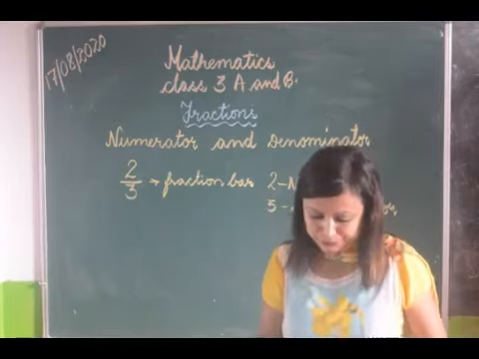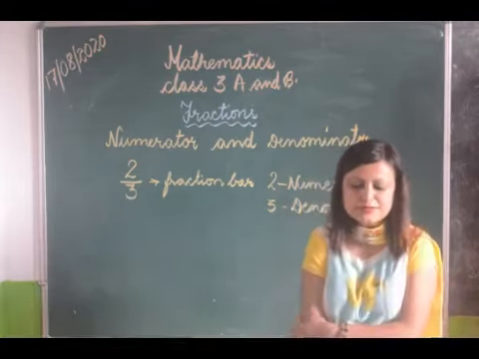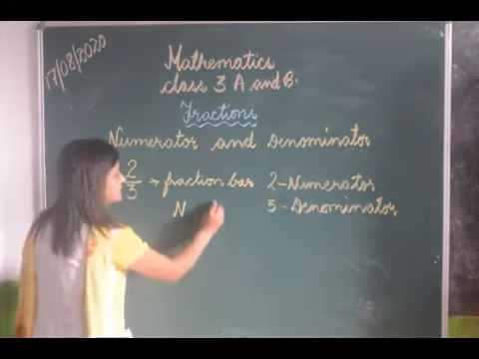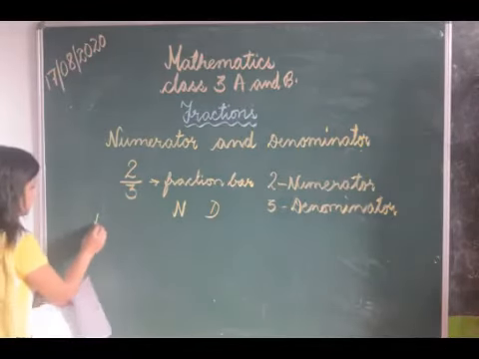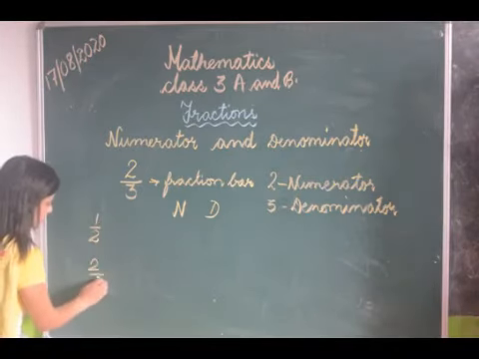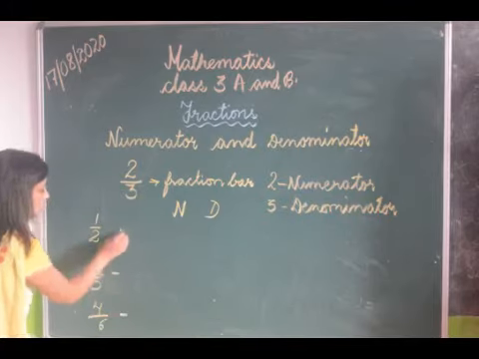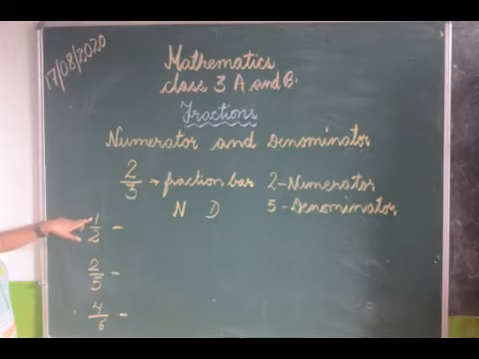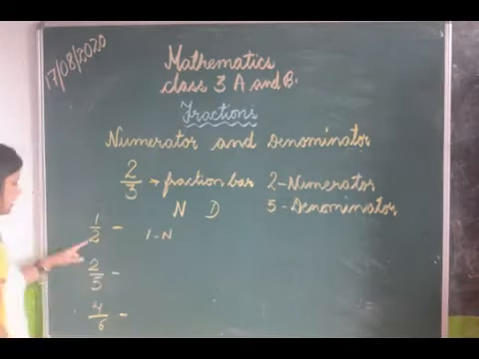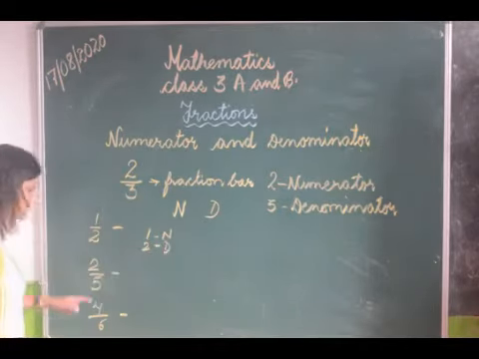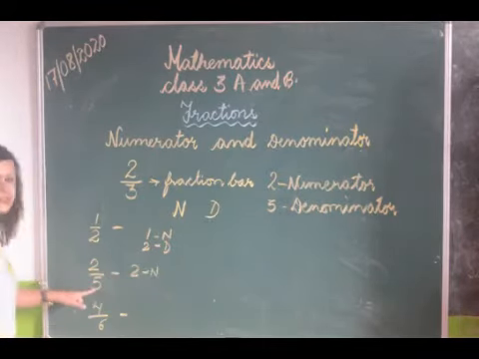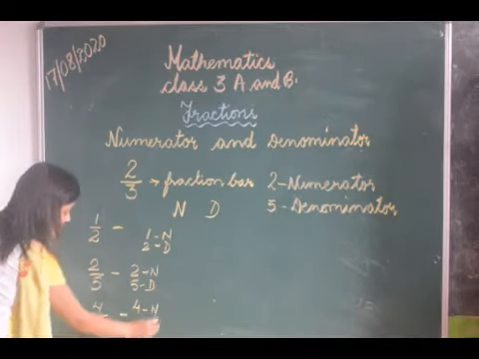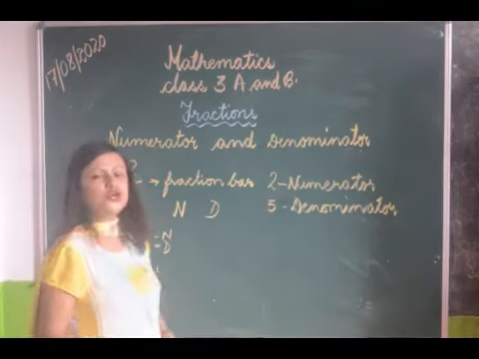Alright, now children, point out numerator and denominator as N or D. Numerator as N and denominator as D. I'll be giving you few things, that is 1 by 2, 2 by 5 and 4 by 6. Let us together write N for numerator and D for denominator. Here, what is numerator? 1. So 1 is numerator and 2 is denominator. Here 2 is numerator and 5 is denominator. Here 4 is numerator and 6 is denominator. This is how we do numerator and denominator.